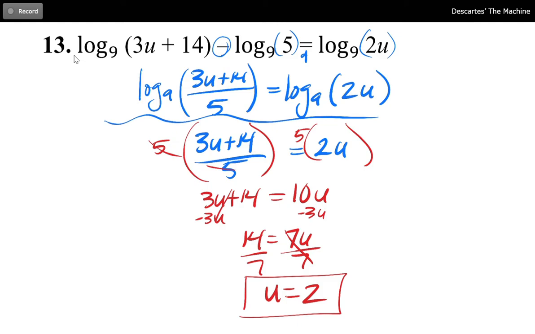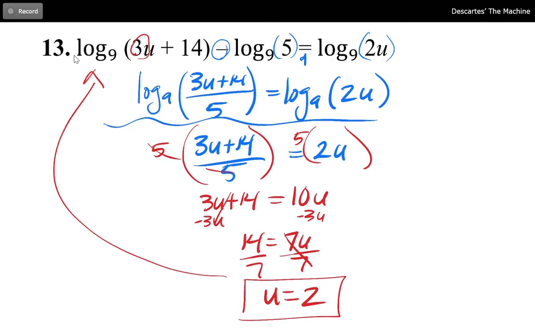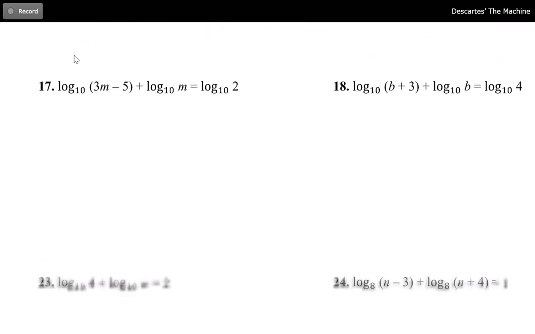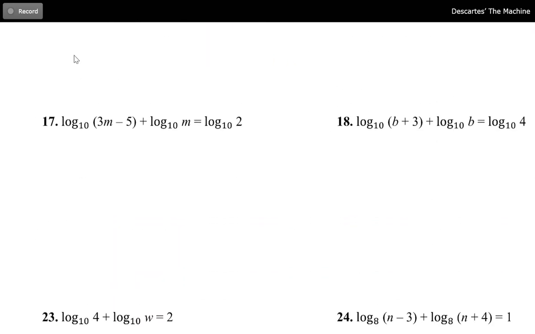Now, if I put that back into the original, does it make any one of the arguments negative? Well, 3 times 2 is 6 plus 14, that's a positive number. And then over here, 2 times 2 is 4, that's a positive number. So this one still works, okay? All good? You can break the logs apart into smaller pieces, and then you can use the same properties to put them back together into a single logarithm. Okay, so let's try the next page.